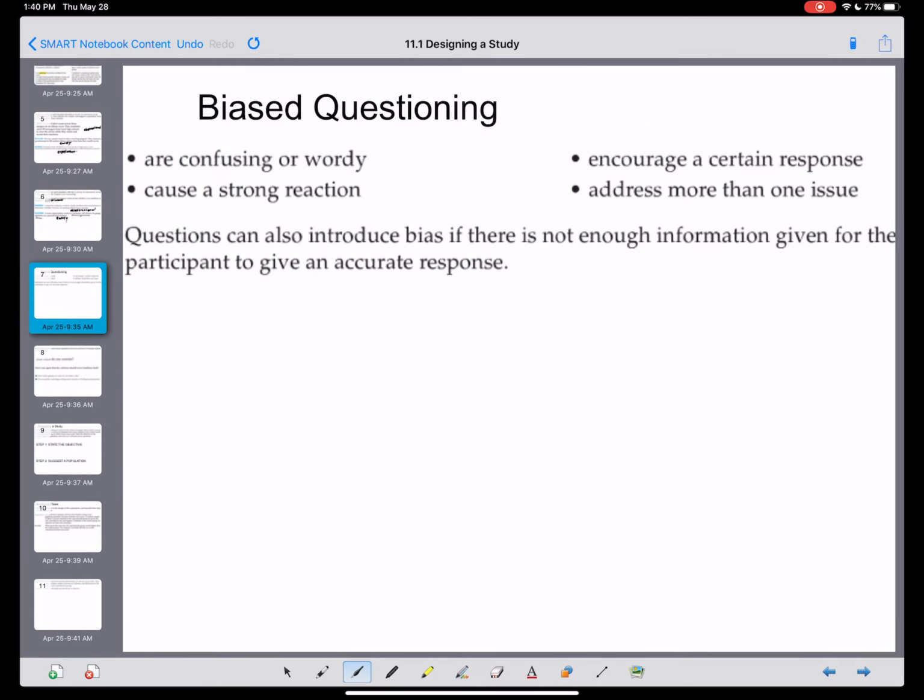Three, biased questioning. So questioning can be biased. One way is if it's confusing or wordy, it encourages a certain response, the question causes a strong reaction, or addresses more than one issue. Okay, so you don't want to be too wordy or confusing. Questions can also introduce bias if there's not enough information. So your question should be simple, straight to the point. Okay, it cannot invoke any biases.